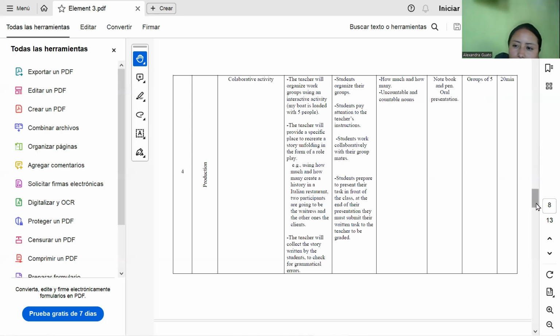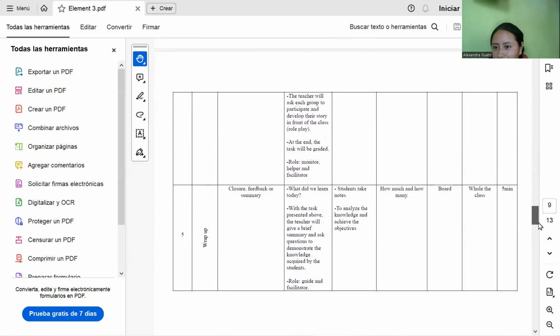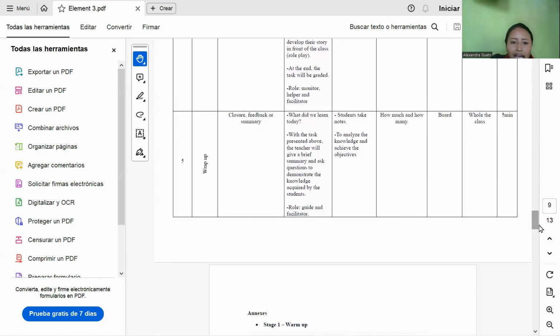And then, wrap up. Finally, the teacher will ask the students questions: What did we learn today? And the teacher provides feedback according to the topic, how many and how much. And we include the annexes.